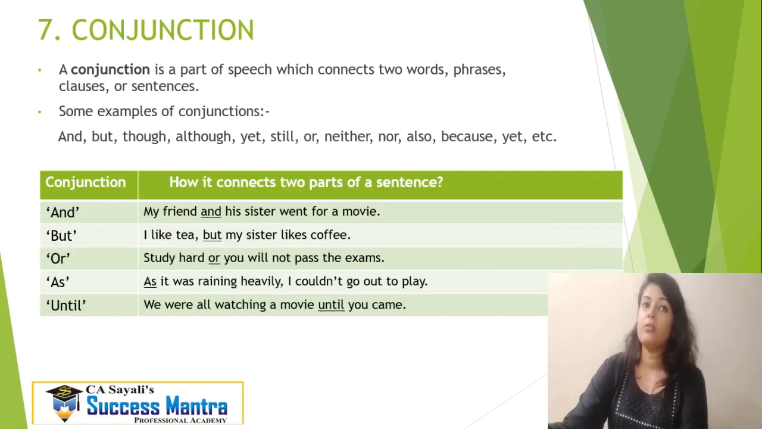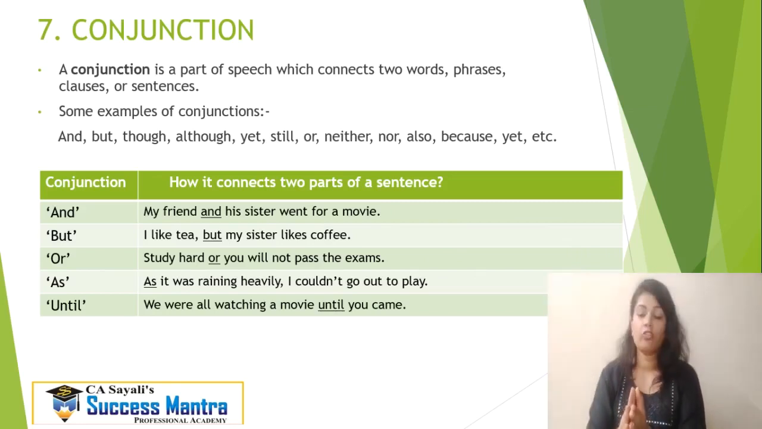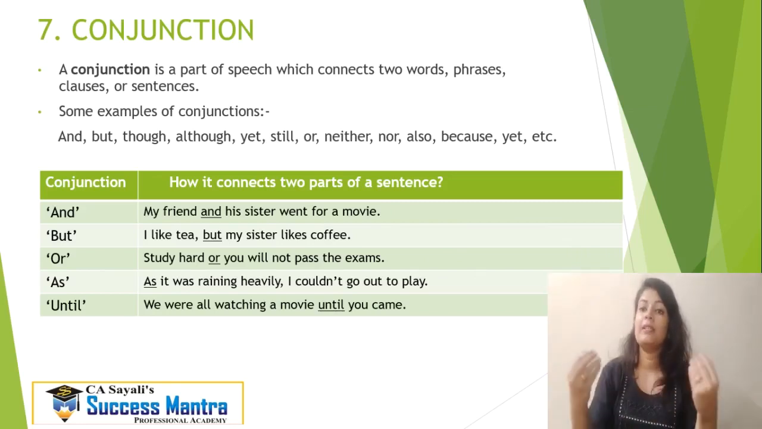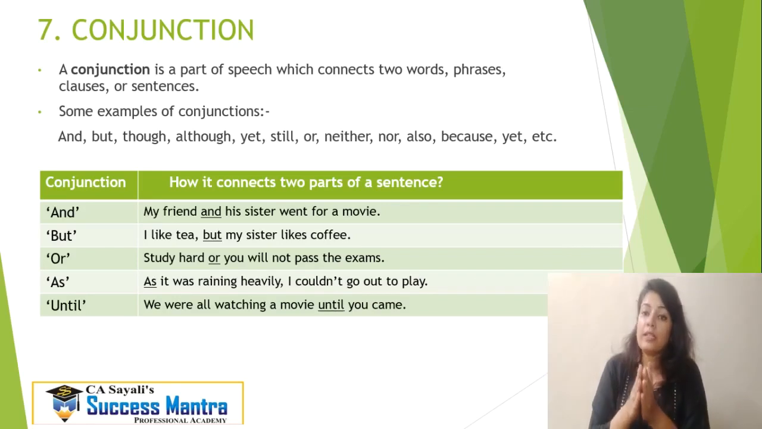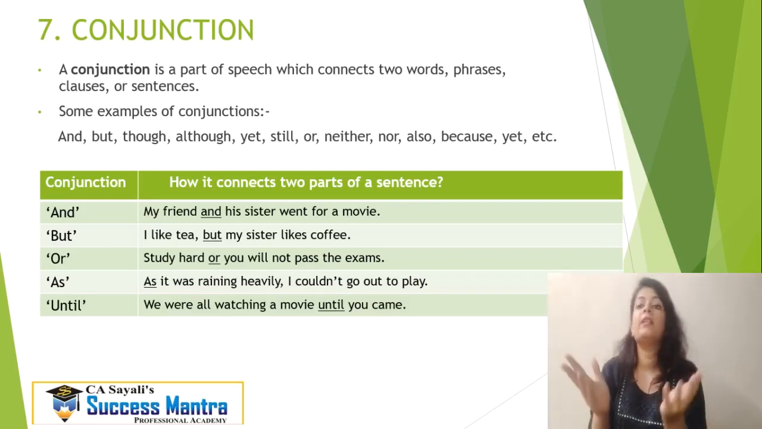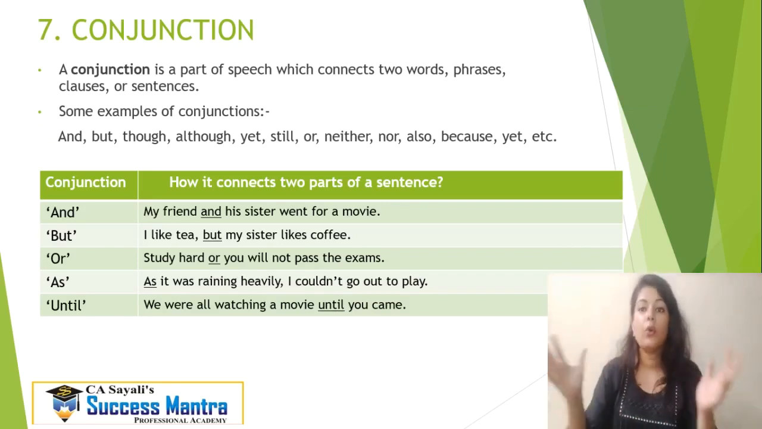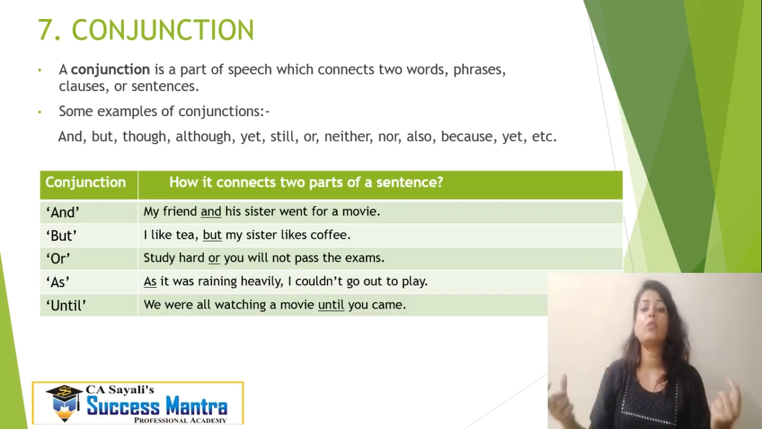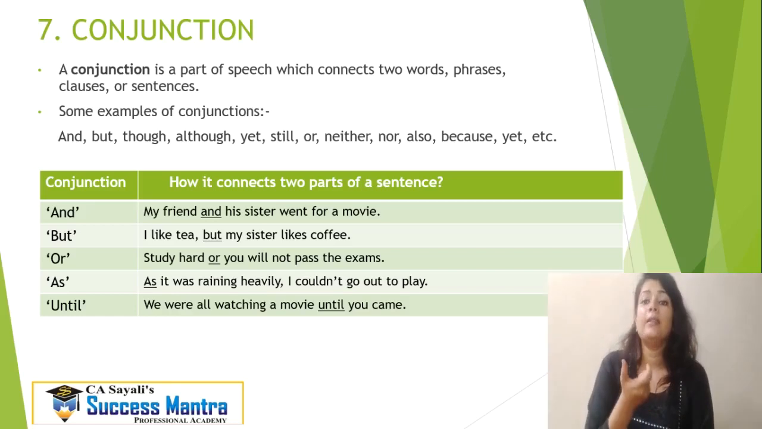Coming to the next part of speech, it is called a conjunction. Now what do you mean by a conjunction? जब हम कोई एक sentence बनाते हैं तो उस sentence के दो या दो से ज़्यादा parts हो सकते हैं, तो उन दो या दो से ज़्यादा parts को connect करने के लिए जो words हम use करते हैं, that is known as a conjunction.